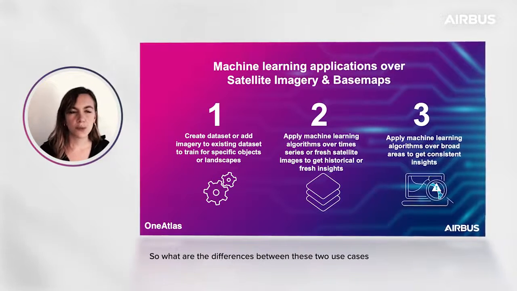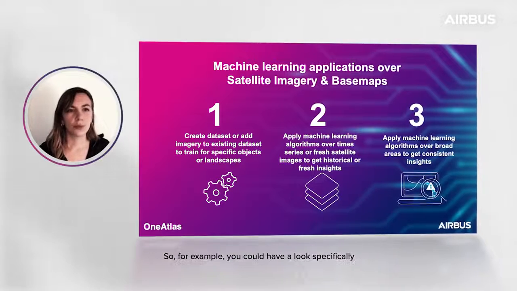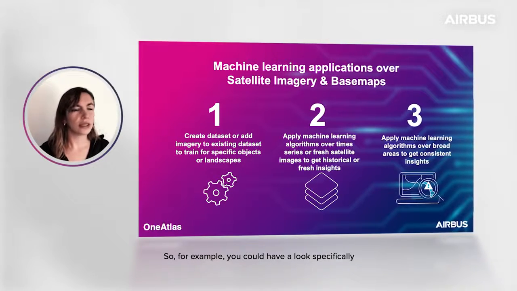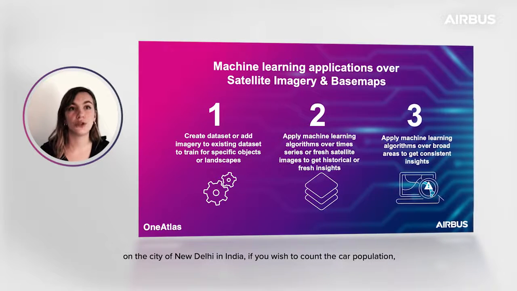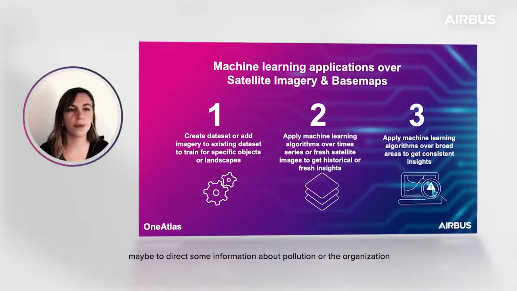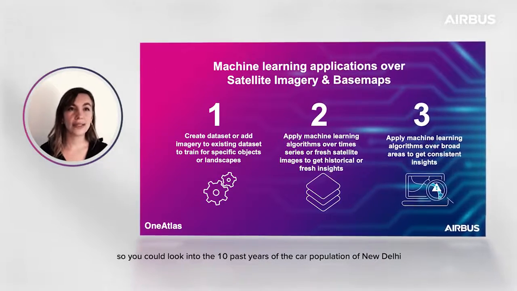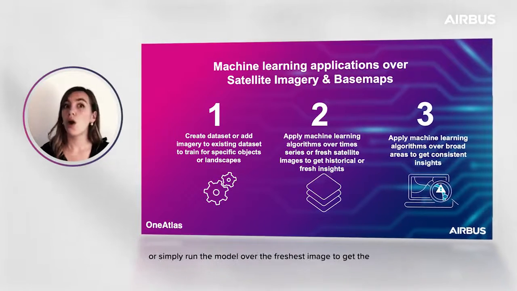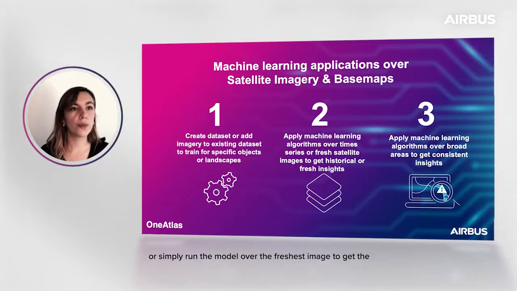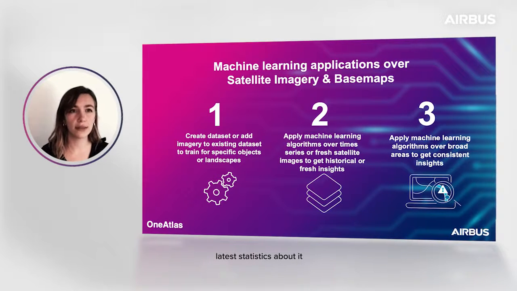So what are the differences between these two use cases? For example, you could have a look specifically at the city of New Delhi in India if you wish to count the car population, maybe to derive some information about pollution or urbanization. So you could look into the past 10 years of car population over New Delhi, or simply run the model over the freshest image to get the latest statistics about it.